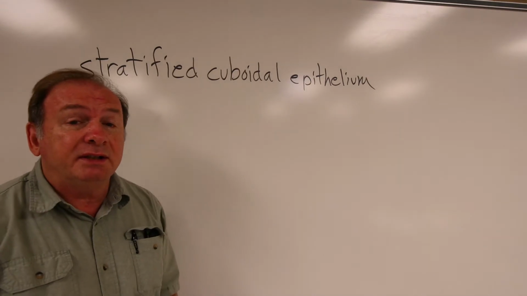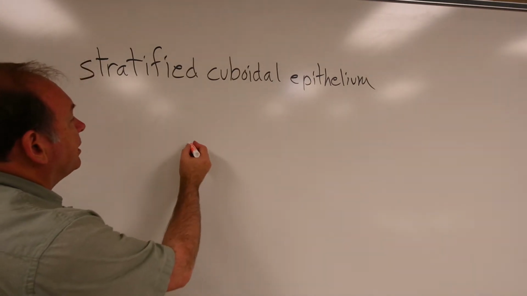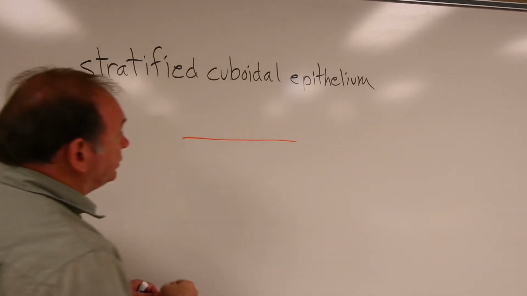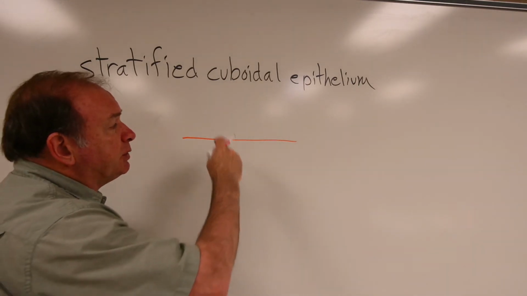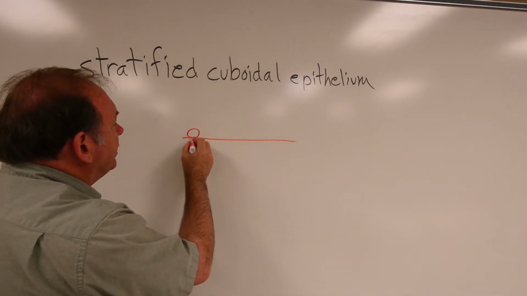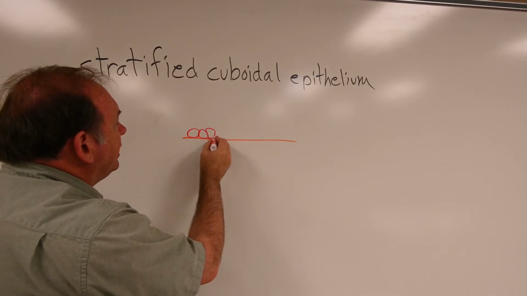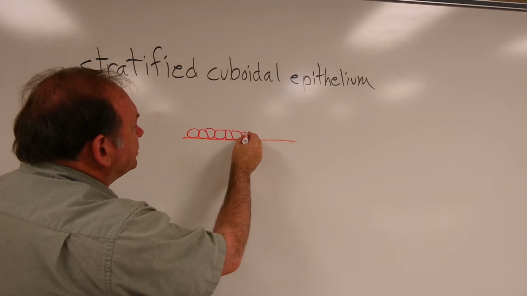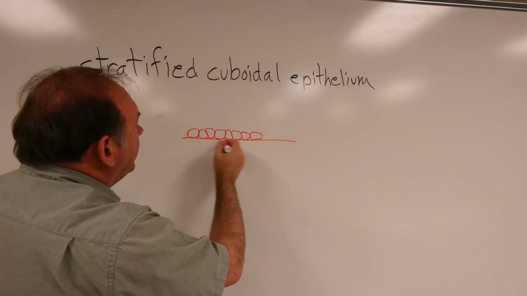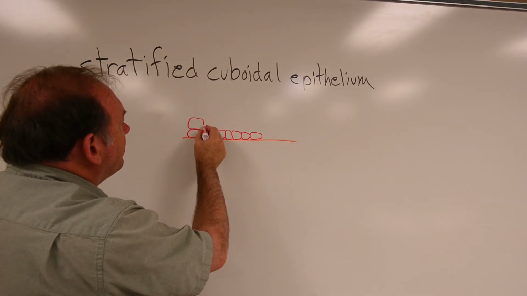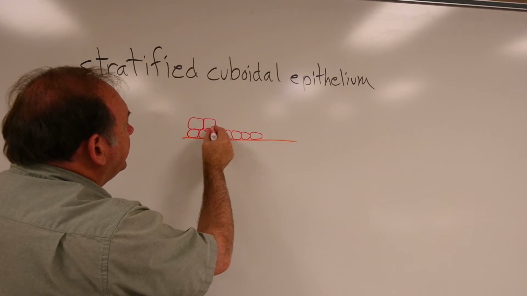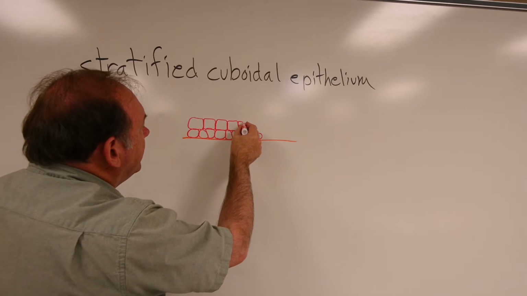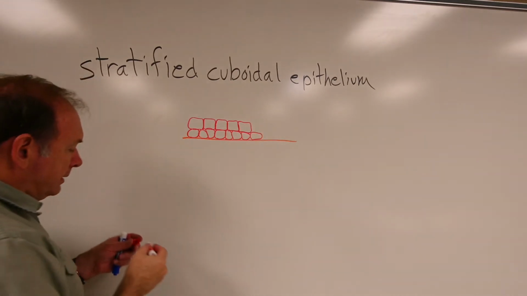So next on our list is the stratified cuboidal epithelium. Again, we start with a layer of basement membrane, and on that basement membrane we'll put some cells. Remember, this is stratified, so there's going to be more than one layer of cells, and the ones at the base are not necessarily neatly cuboidal like those on the surface, but anyway, we've got some cells down here. And then we have the surface cells that are more cuboidal, more regular in shape. Like this.